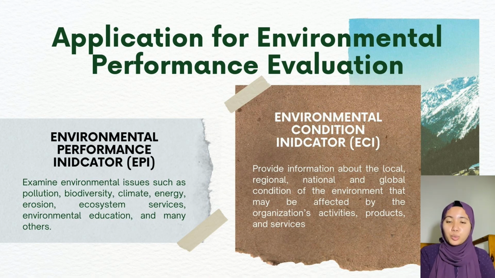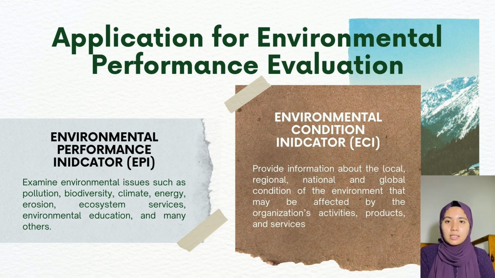So we have two indicators, EPI and ECI. EPI usually examines environmental issues such as pollution, biodiversity, climate, ecosystem, and many more. Examples of EPI are raw materials consumed, the quantities of emissions and discharges that can have a significant impact, environmental protection measures, and the number of polluting incidents or breaches of compliance which attracted fines and damages.